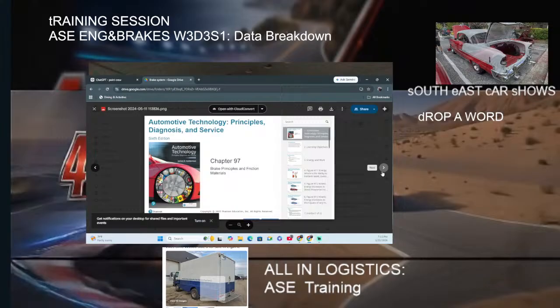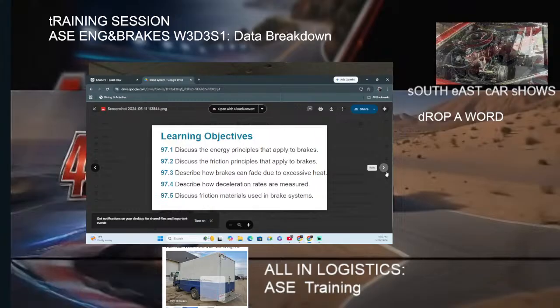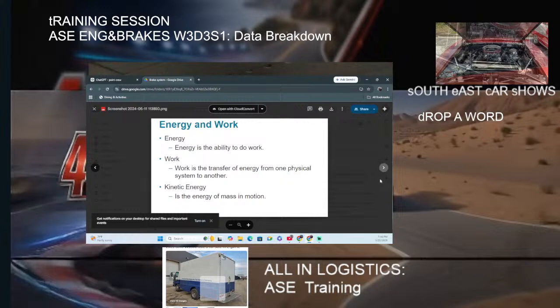Brake principles and friction materials. Discuss the energy principle that applies to brakes. Discuss the friction principle that applies to brakes. Describe how brakes can fade due to excessive heat. Describe how deceleration rates are measured. Discuss friction material used in brake systems. Energy and work. Energy is the ability to do work, of course. Work is the transfer of energy from one physical system to another. Kinetic energy is the energy of mass in motion.